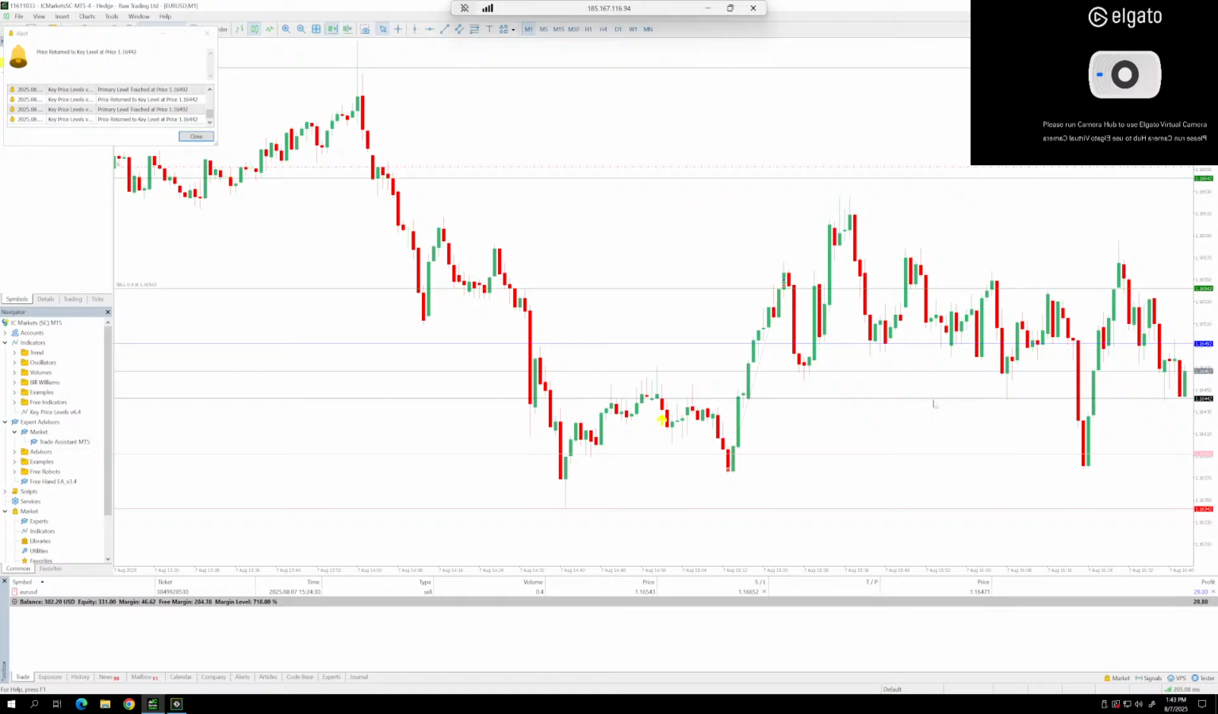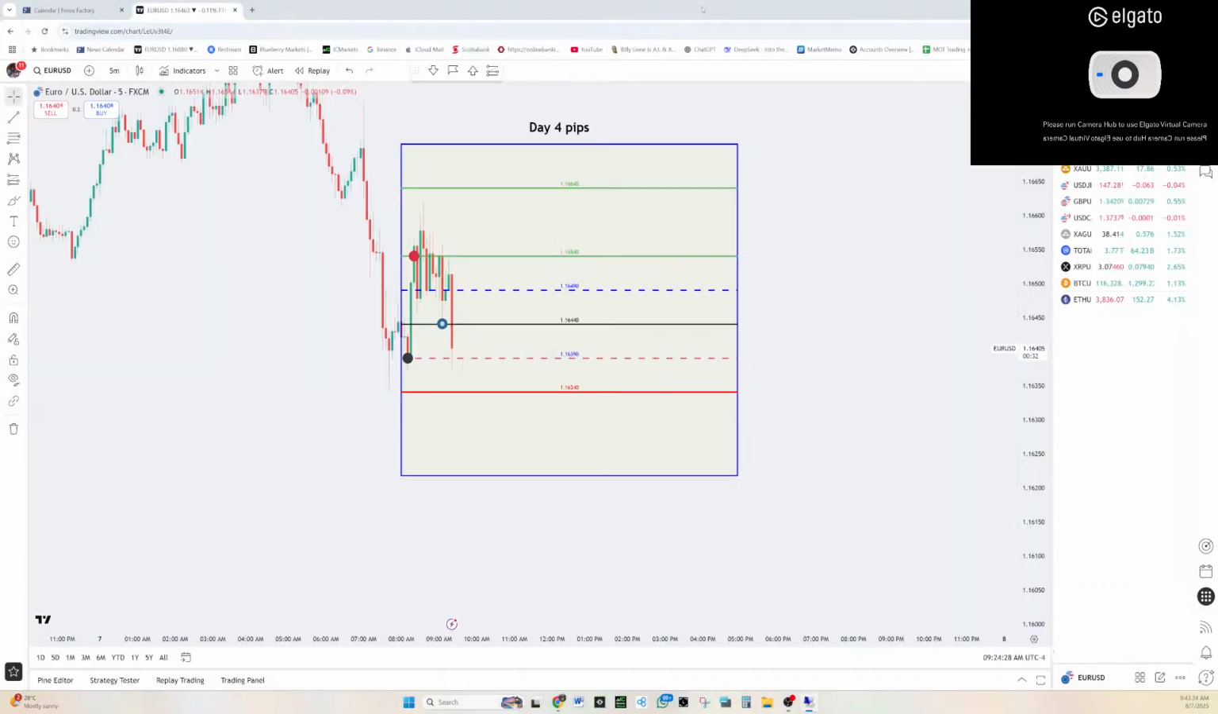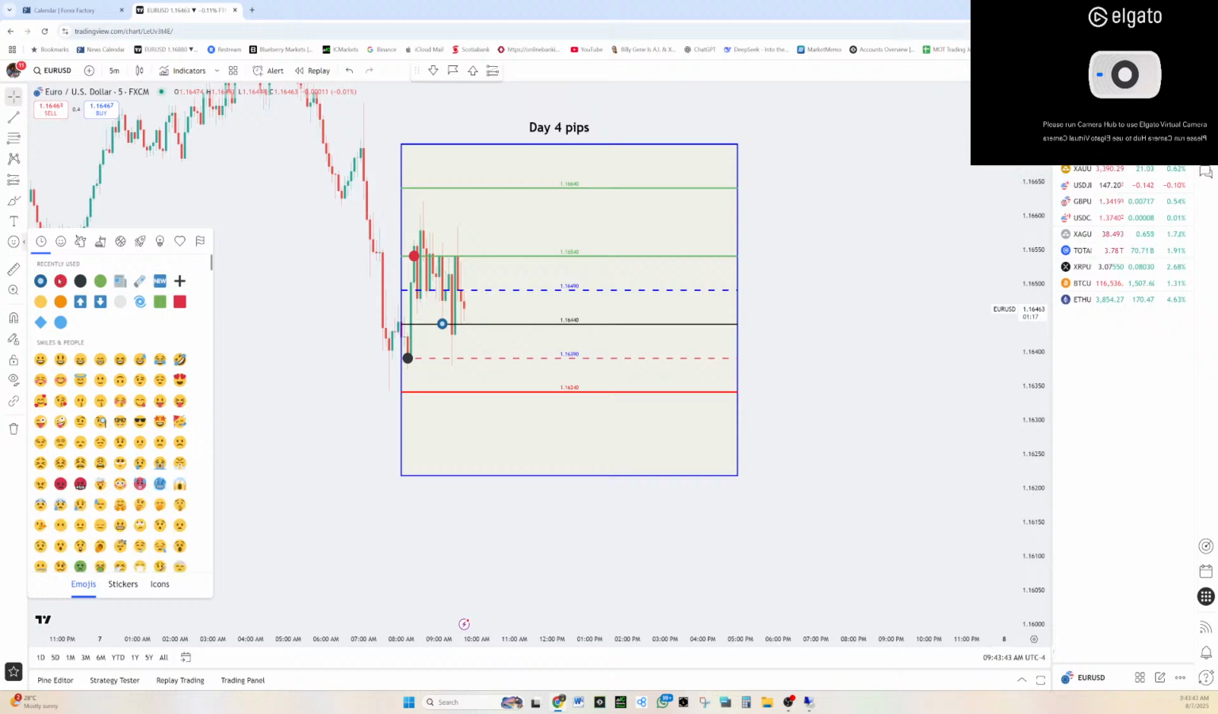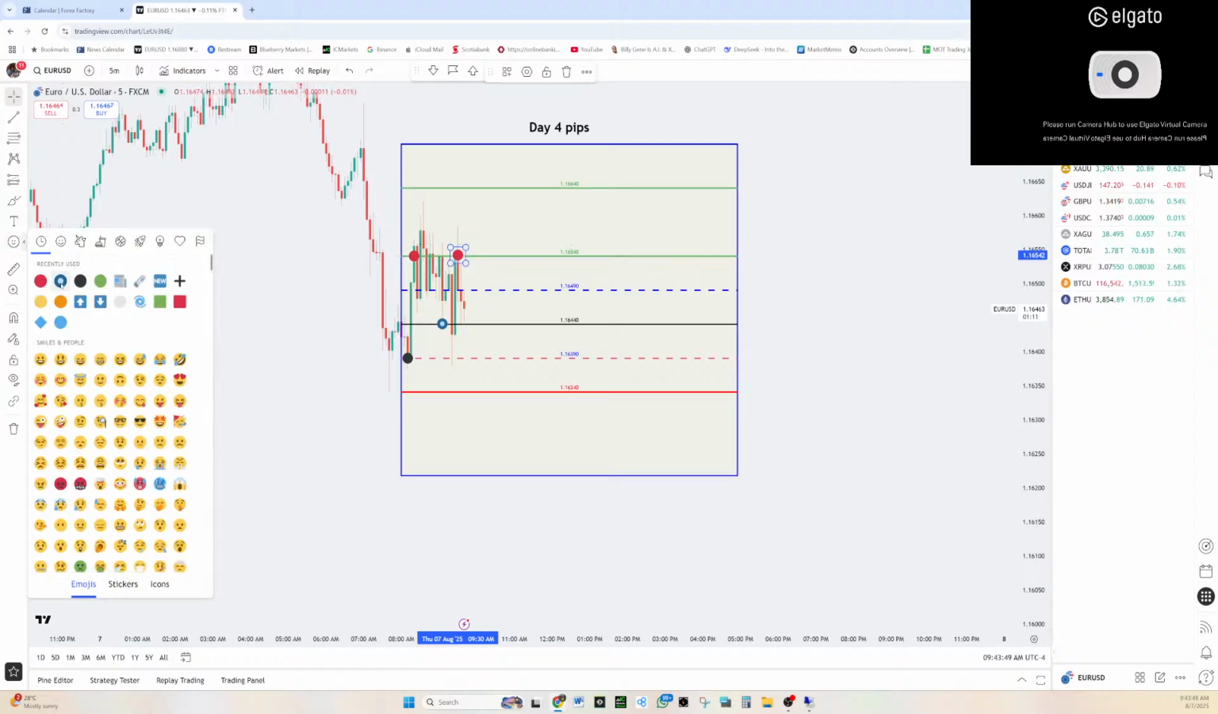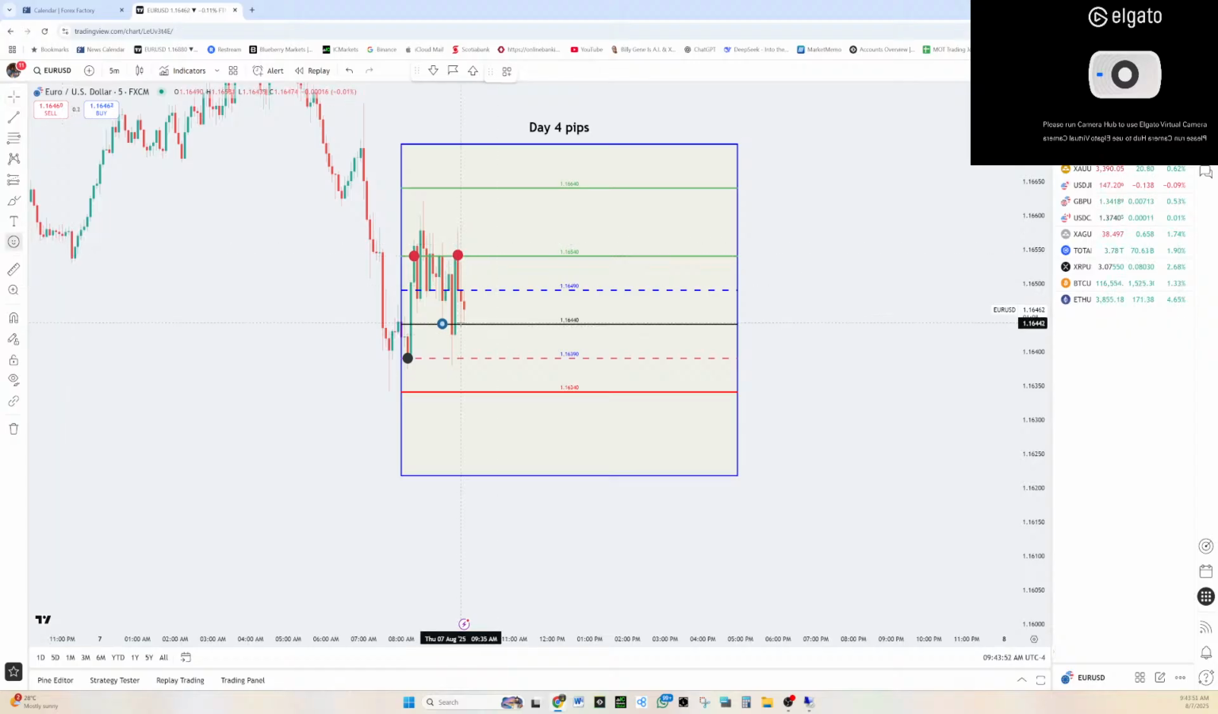All right, we got some more information. This is one of the worst types of consolidation. Waste of my time. We got like a double retest of something over here. Retested line again. We retested line again. Now this is our double retest.